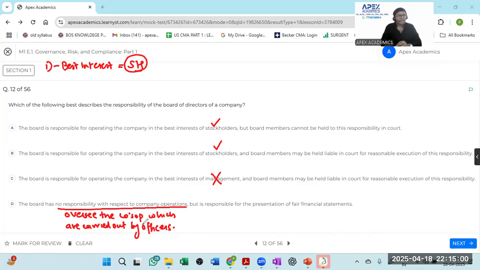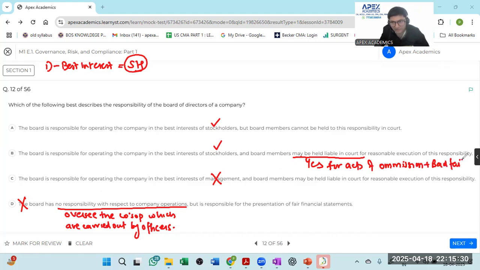Sir, so board of directors no responsibility, so this statement is also wrong. Now, board of directors are responsible for operating the company in the best interest of the shareholders, and the board members may be held liable. Yes, they may be held liable for acts of omission plus bad faith. Sir, cannot be held responsible is a wrong statement.